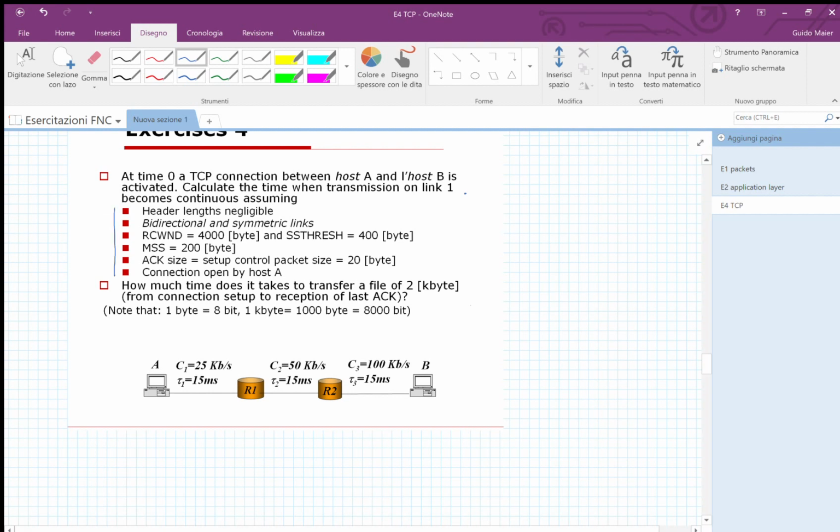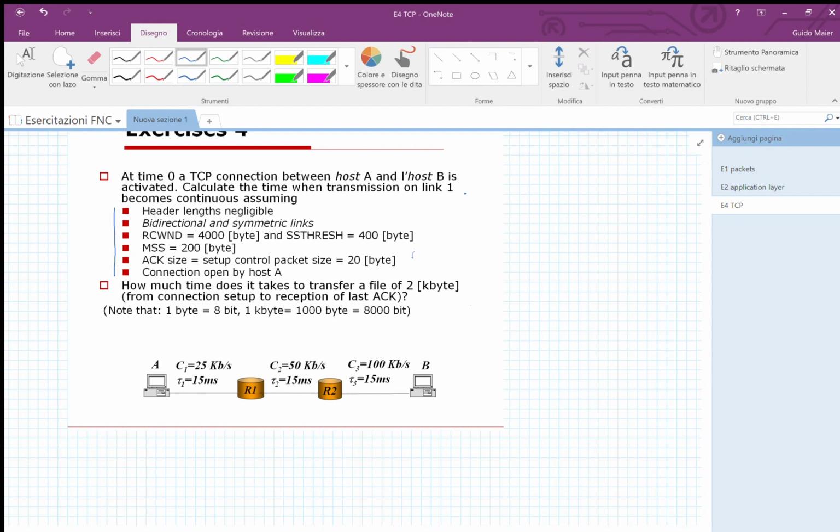The data of this connection are the following. Header lengths are negligible, so the packets that are transmitted on the interfaces are equal to the size of the segment, of the payload of the segment. Receive window is 4000 bytes, slow start threshold 400 bytes, maximum segment size 200 bytes, the ACK size is 20 bytes, okay, which is equal to the setup control packet size, which is also equal to the setup control packet size. Finally, the connection is opened by A.